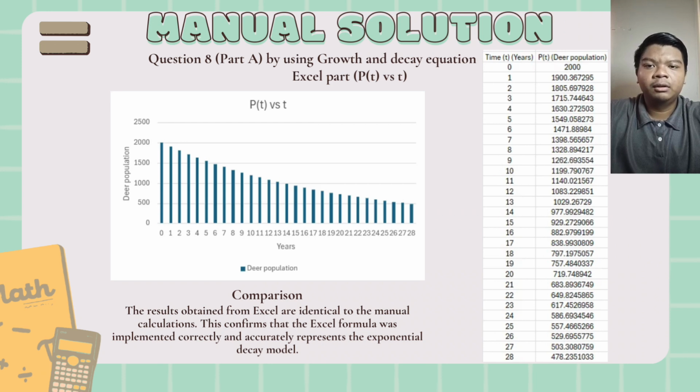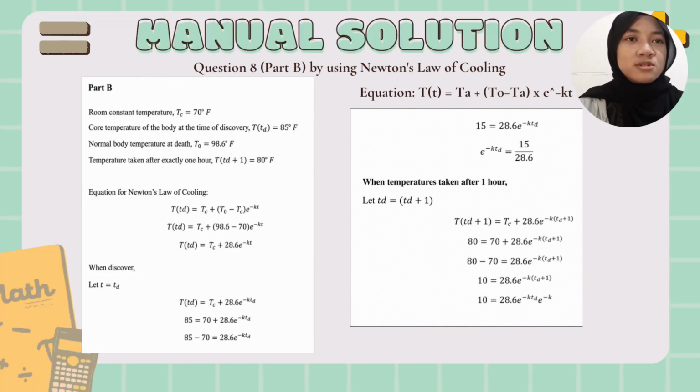In conclusion, both manual calculations and Excel analysis show that the deer population continues to decrease over time, reaching approximately 720 deer in 2030 and dropping below 500 deer around the year 2037. Next, we will go to the manual solution.